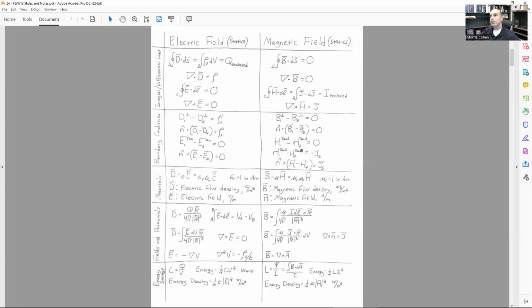The parallels between electric fields and magnetic fields, the only big difference being that there's no such thing as magnetic charge, and therefore no such thing as magnetic current. And these parallels are going to continue when we look at the boundary conditions.